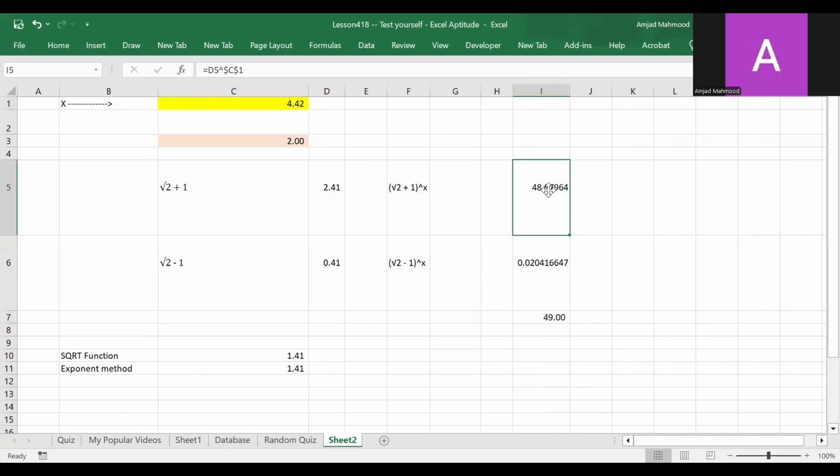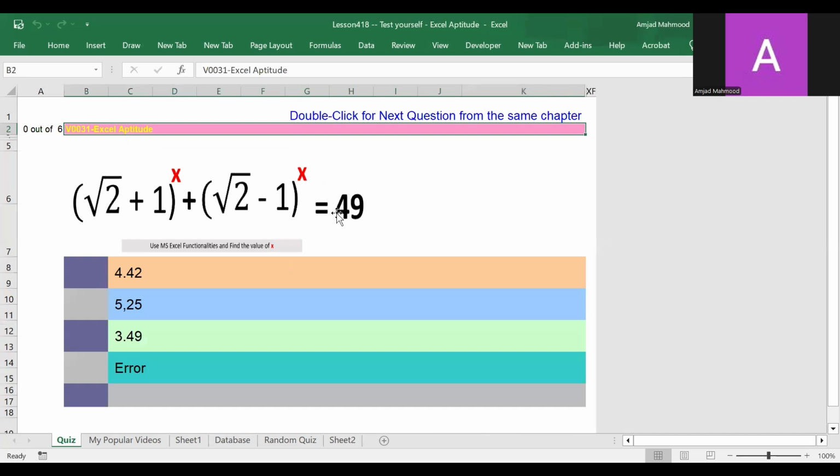If x is 4.42, then this expression will become 48.97, and the other expression will be 0.02041. When these two values are added, you get 49, which is what the equation is saying. So 4.42 is the right answer for x. If the value of x is 4.42, then the left side of the equation gets to 49. So this is the right answer.